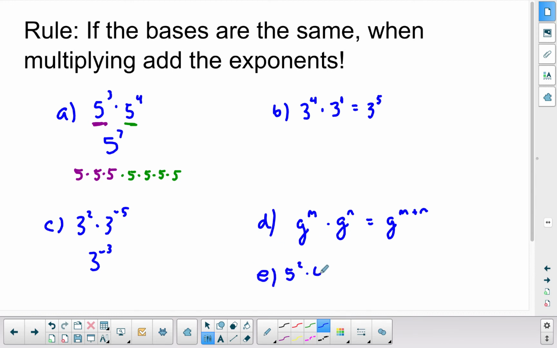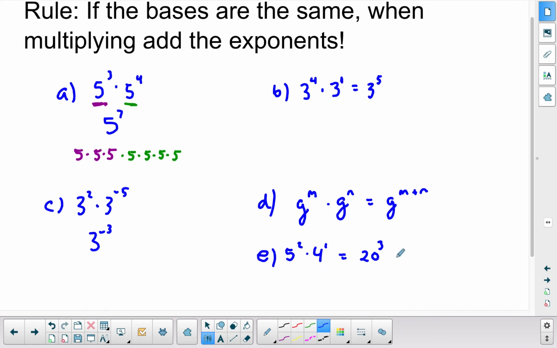5 squared times 4. It looks like these have different bases. The rule says if the bases are the same, when you're multiplying, you can add the exponents. I could put a 1 on here, but it doesn't make sense to do that, because if I were to multiply the bases, which I shouldn't do, and call it 20 to the third, that's 20 times 20 times 20. I know 20 times 20 is 400, and 400 times 20 is 8,000.